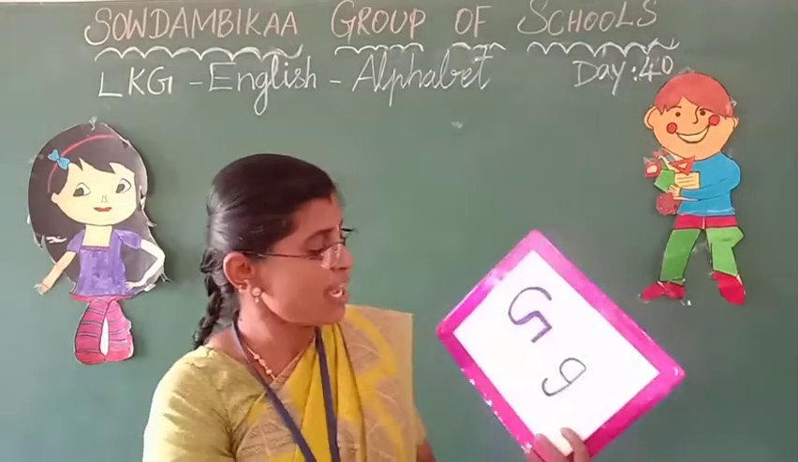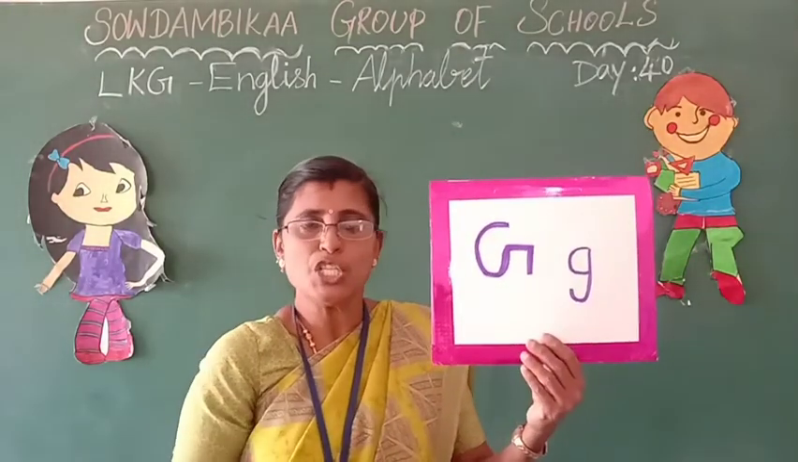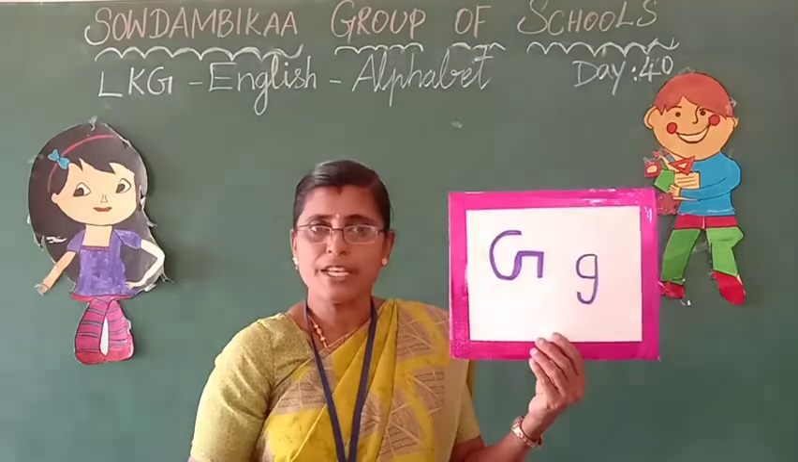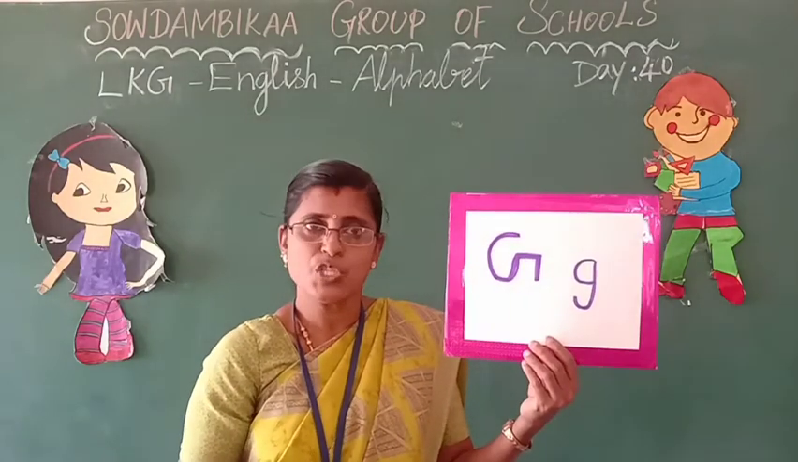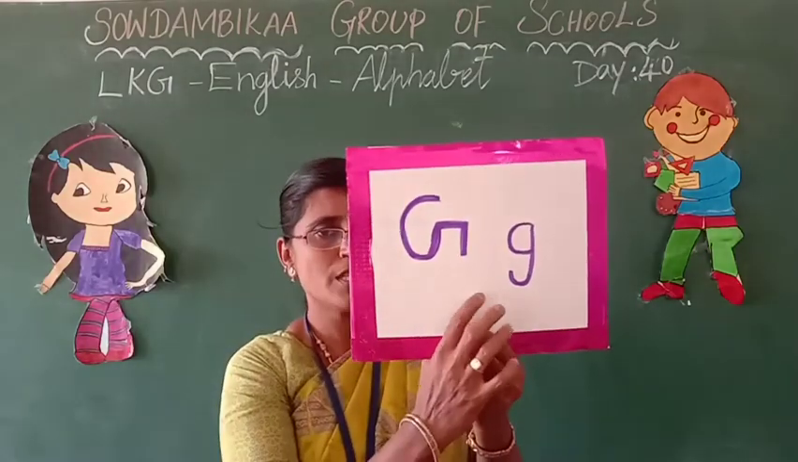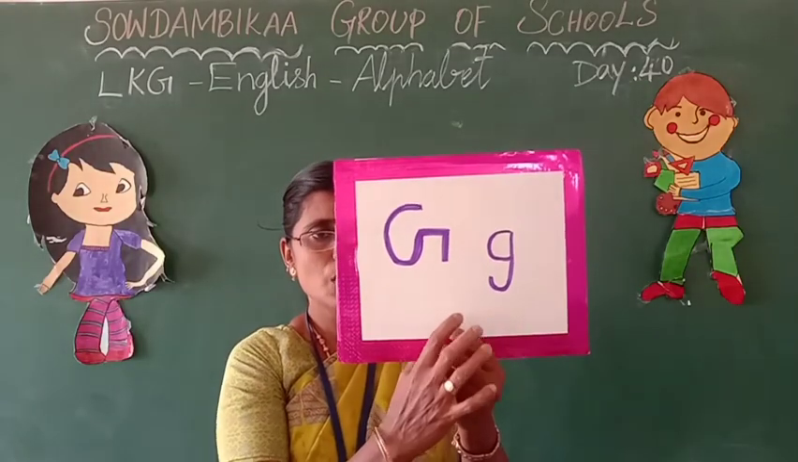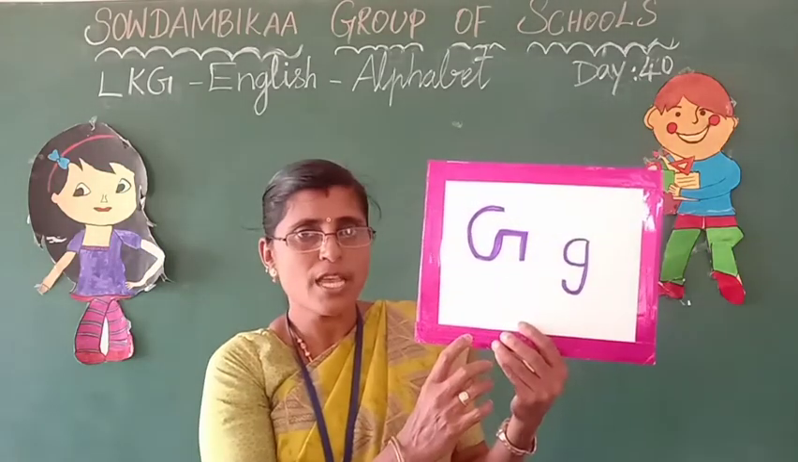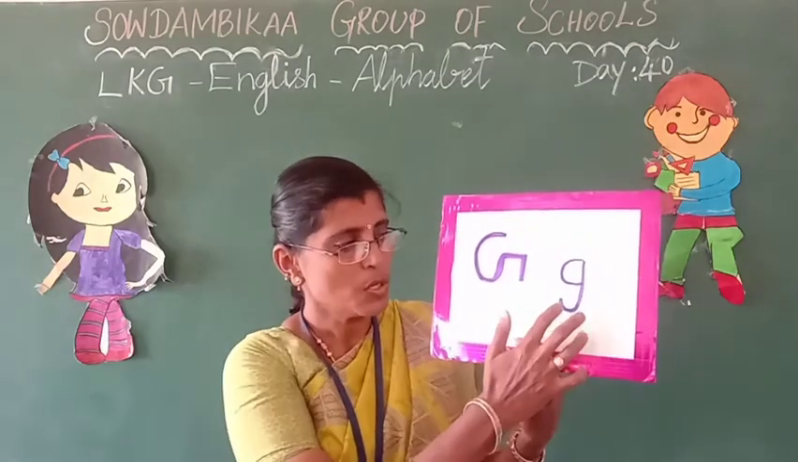Alphabet. E after F, F after G. What letter? Capital G, small g. Dear cookies, say capital G, small g.